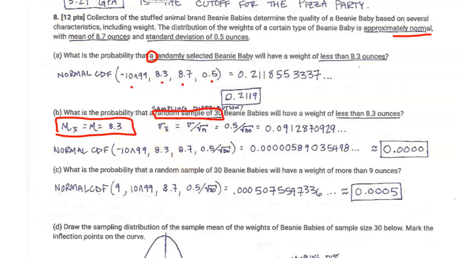Stand by. Found a typo. Okay, this should not be 8.3. This should be 8.7. So let's scribble this bad boy out. We're going to call this 8.7, because that was the mean that we had before.